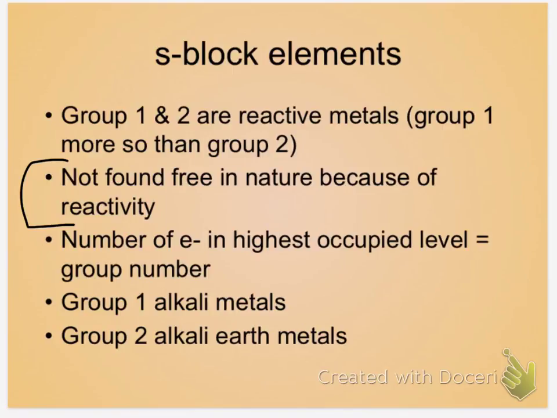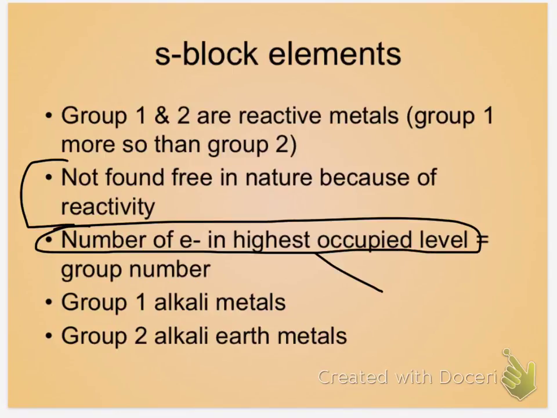The number of electrons in the highest occupied energy level, what's another name for that? Valence. Those are your valence electrons. That's what reacts, and that's going to become really important to us. It is the same as the group number. So for group 1, how many valence electrons do they have? 1! For group 2, how many valence electrons do they have? 2!